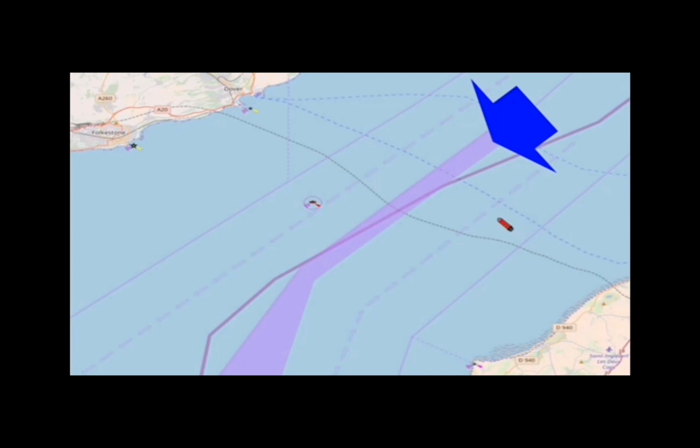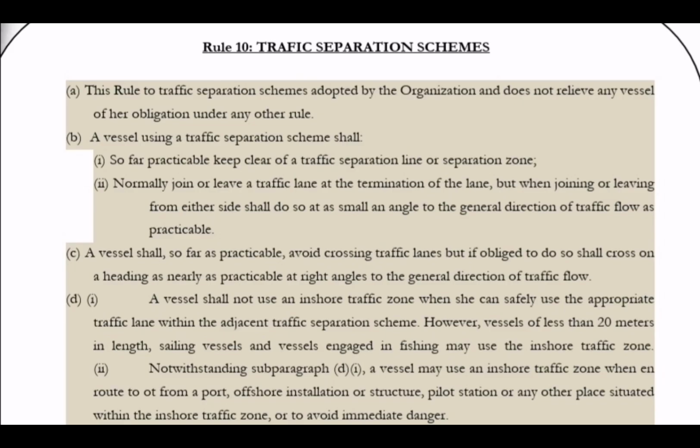But in this example, we can see an arrow, which means there is a wind. So the route or the direction or the heading of the red vessel would be in a parallel situation because of the strong winds.